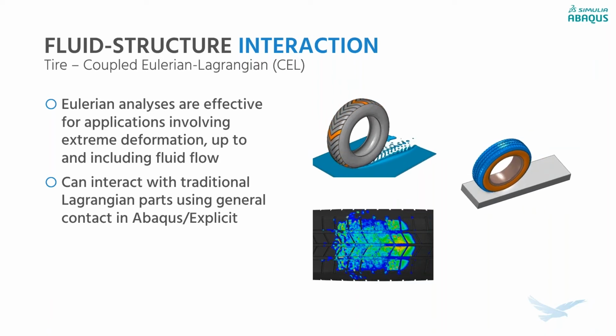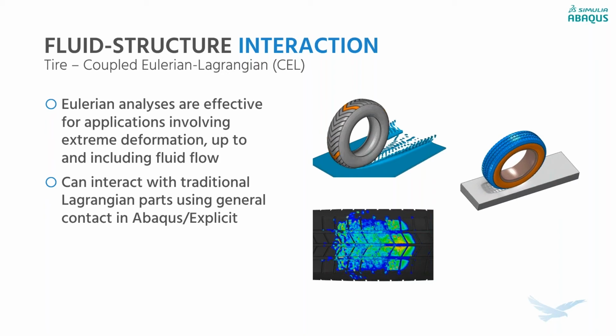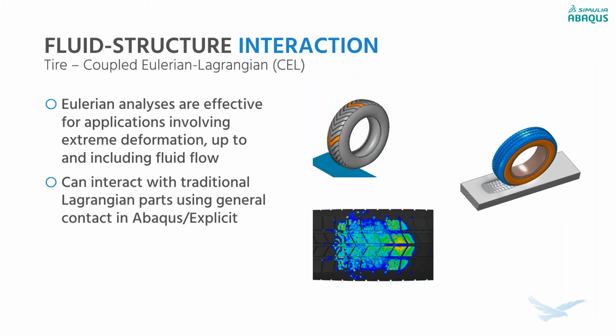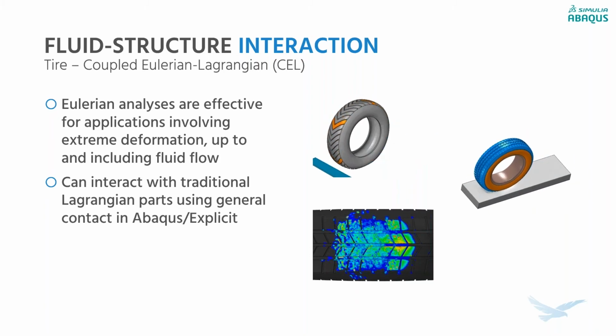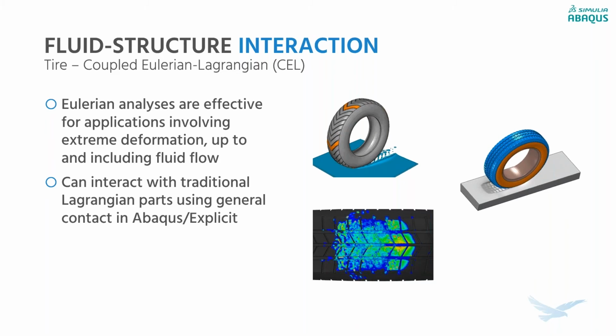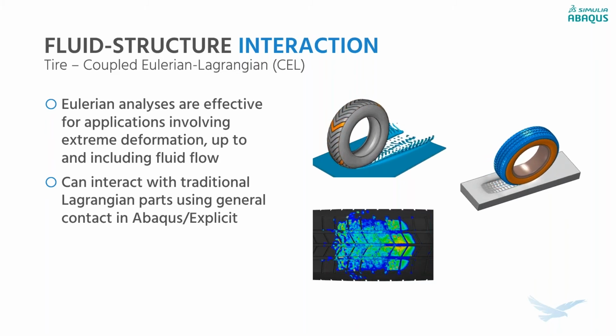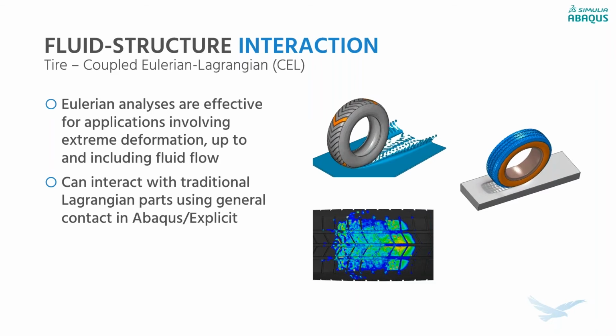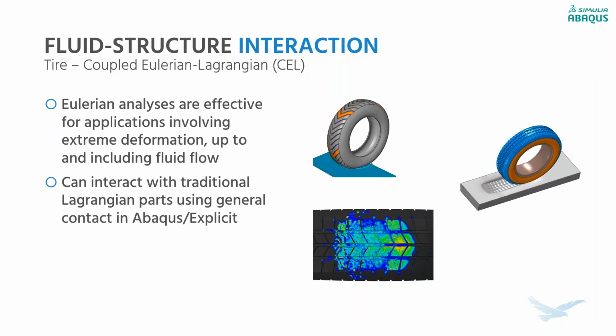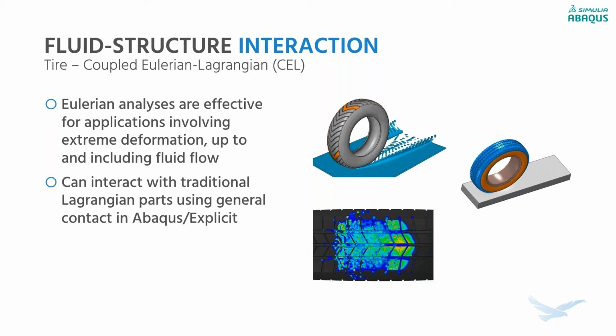The Lagrangian term refers to just regular meshed parts that we're used to. That's a Lagrangian part. And we couple them together by modeling the contact between the fluid and the solid. We're using Simulia Abaqus for this example here, and so that's done with general contact in the Abaqus explicit solver. You can see we've got the flexible tire, and so we end up with a nice plot of the contact pressure out of this analysis.